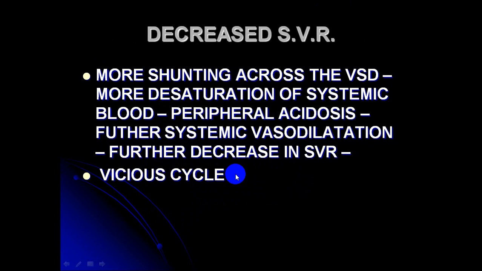most common. More shunting across the VSD, more desaturated systemic blood, which causes peripheral acidosis and cyanosis. Further systemic vasodilatation due to that and the metabolic acidosis, further increase in shunt, and further decrease in systemic vascular resistance and increase in the shunt. So the child in the hypercyanotic spell enters a vicious circle.